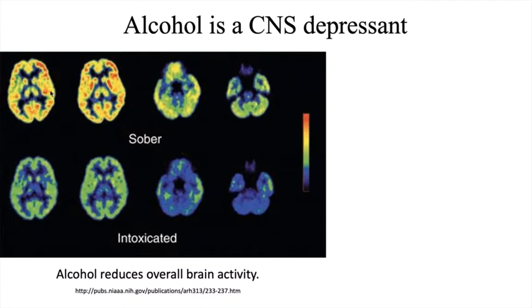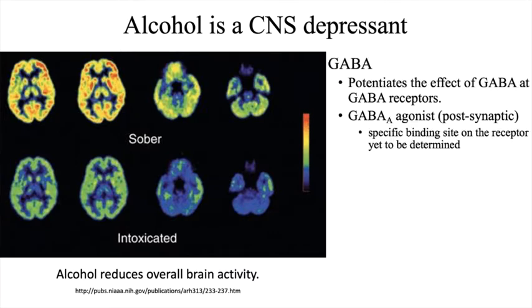So when they're sober, this is the level of brain activity that we're expecting from this coronal slice. As we move over, you see less and less and less, right? And we know that because we're seeing more blue and less red. So that means alcohol is reducing the overall brain activity, which is why we refer to it as a CNS depressant. It does this through multiple different ways, but the two main ones are by potentiating the effects of GABA at the GABA A receptor.